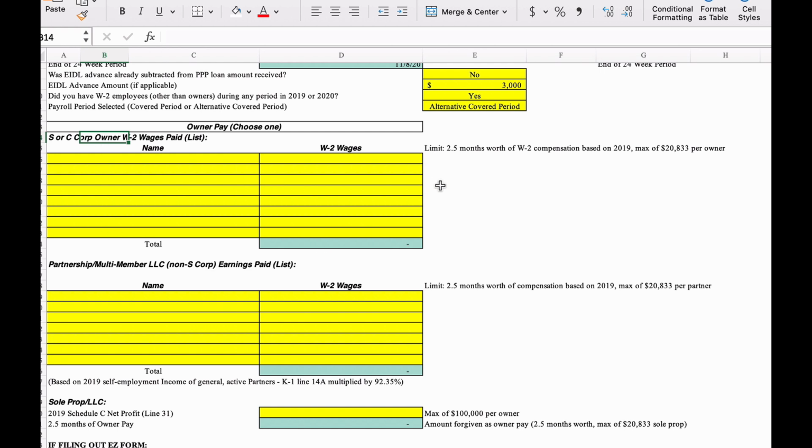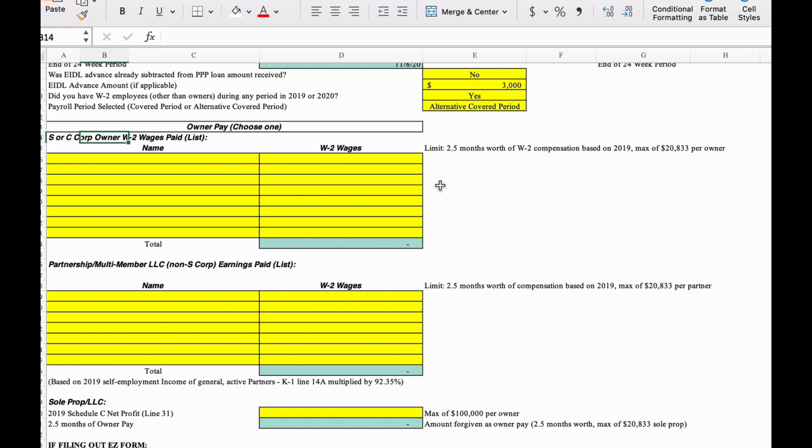Importantly, you are limited to 2.5 months worth of W-2 compensation based on 2019, maxing out at $20,833. That $20,833 is basically $100,000 annualized to 2.5 months, right? Because the $100,000 is the max. So in this case, you're going to take your W-2 salary that you paid yourself last year in 2019, divide that by 12, multiply by 2.5. That's the max W-2 wages you can be forgiven for.